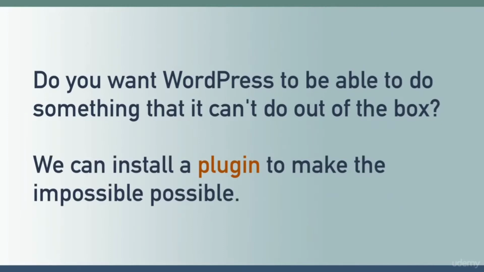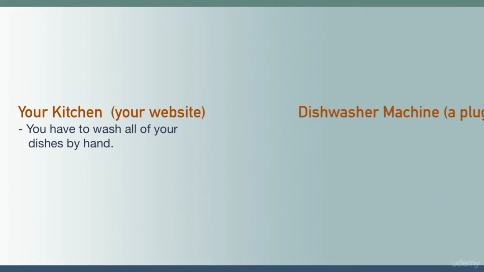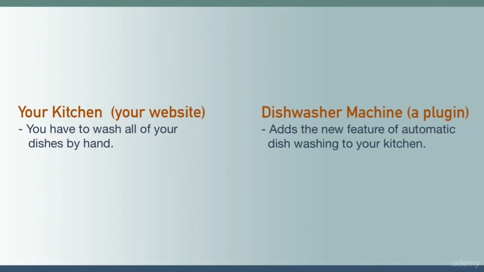Here's a quick metaphor. Think of your kitchen as your WordPress website, and when you first moved into your house, imagine that your kitchen did not have a dishwasher machine, and so you had to wash all of your dishes by hand. So that means in order to add the feature of automatic dishwashing to your kitchen, you need to install a dishwashing machine. Think of the dishwashing machine as a plugin. You add it into your kitchen. You install it within your kitchen to add the new functionality and new features of automatic dishwashing.